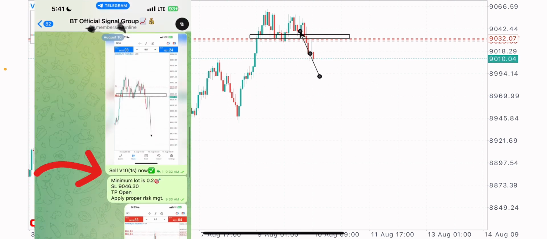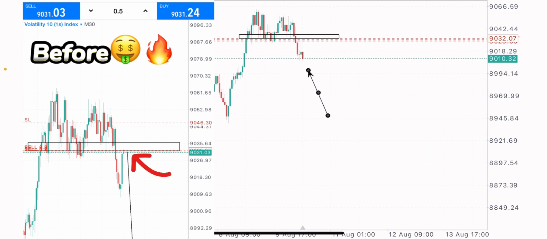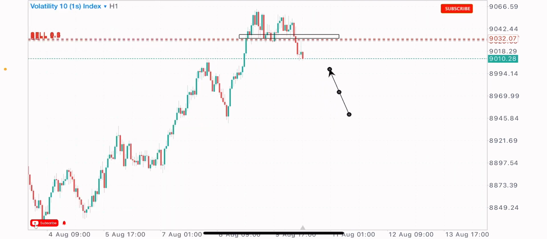So how did I see this trade opportunity? How did I know the market is going to sell from this point? I used this simple break and retest strategy that I'll be showing you guys in this video. So stay to the end of the video to get every detail on this analysis.